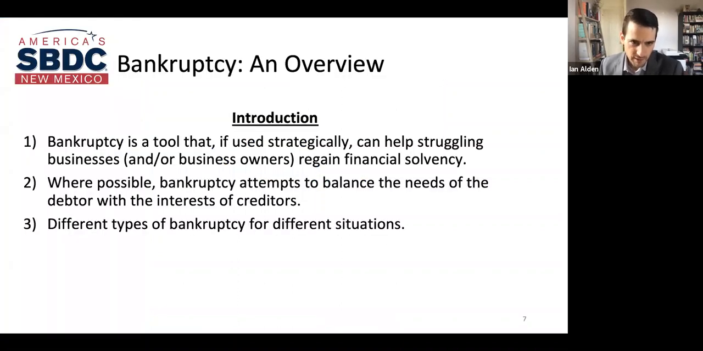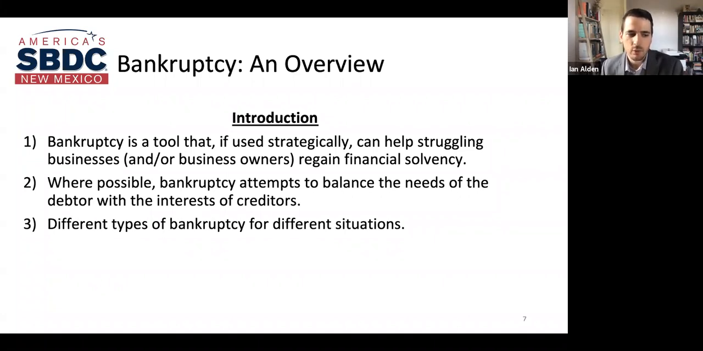But just to start, bankruptcy, I'm sure you're all familiar with it. It's a tool that, if used strategically, can help struggling businesses and their owners regain financial solvency. The idea being that if you have more in the way of debts or debt payments than your cash flow will permit you to repay, and you're just at the end of the road, bankruptcy is meant to help you right the ship and get into a better place financially.